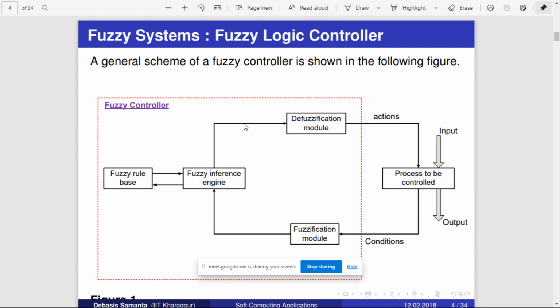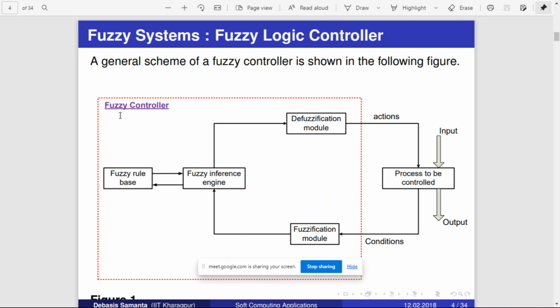But the output will be a fuzzy output, and in most cases the real world wants the output in a crisp form. So this fuzzy output is given to a defuzzification module, which converts the fuzzy output to a crisp form, and then it is sent to the real world. This entire thing is the fuzzy controller.